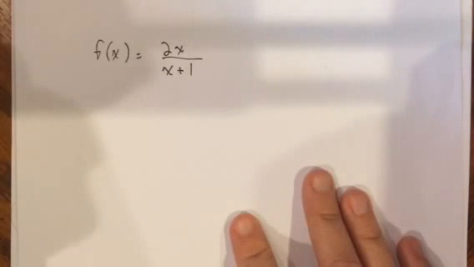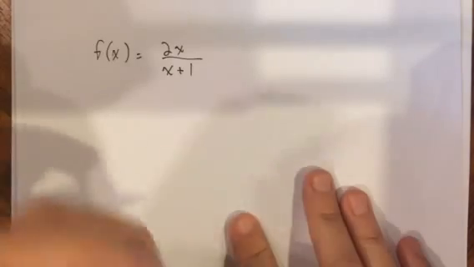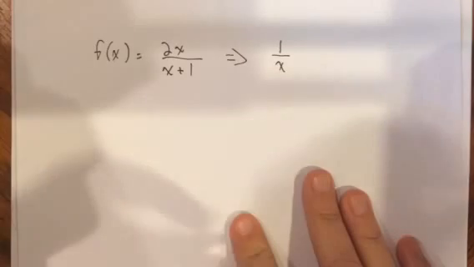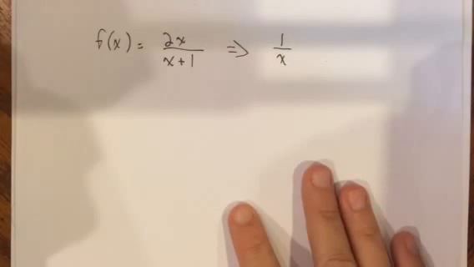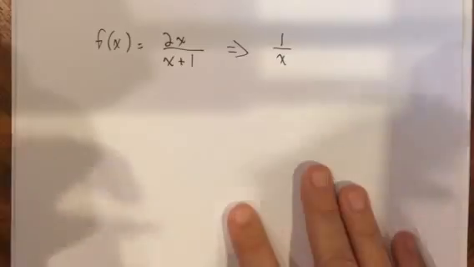So let's see if we can graph this. F of x equals 2x over x plus 1. And when I graph this, I want it to kind of maybe look like my standard. I would like to get it to look something like 1 over x, so that way I could shift that graph. So I'm going to go ahead and do long division with this.